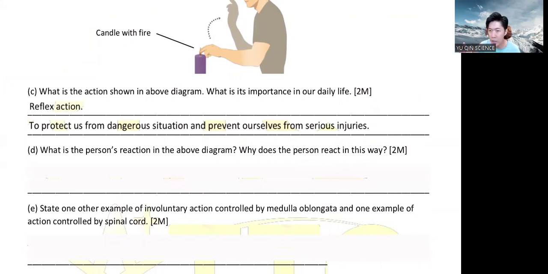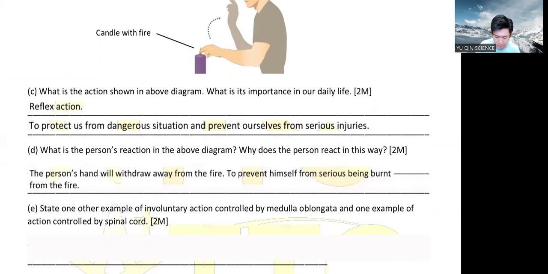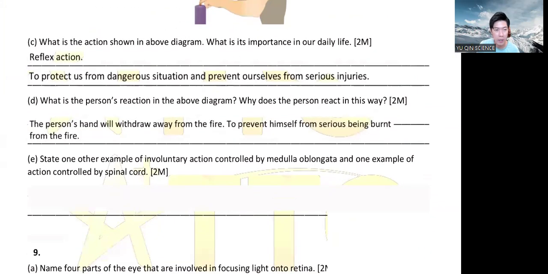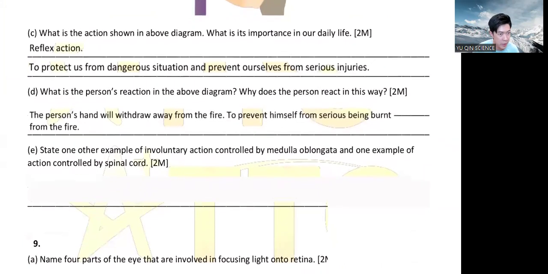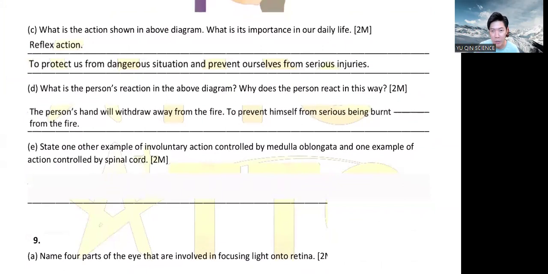So again, look out for marks. Number one is withdraw, keyword, first mark. Second mark, prevent from being burnt by the fire. However you form sentences, I have said this many times in my class, your grammar, everyone is different. Make sure you get the keywords or the points. That's where the marks come from. So make sure you mention withdraw from the fire, and then prevent from serious burn, or prevent from getting burned, or scalded by the fire, whatever. Doesn't matter. However you want to explain, it's not a main problem.